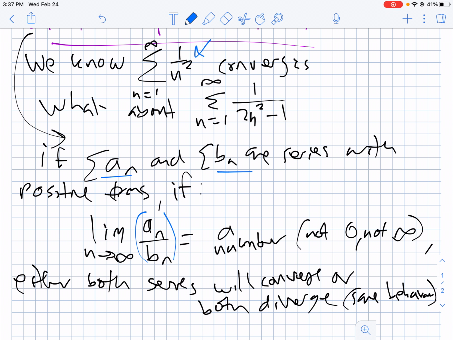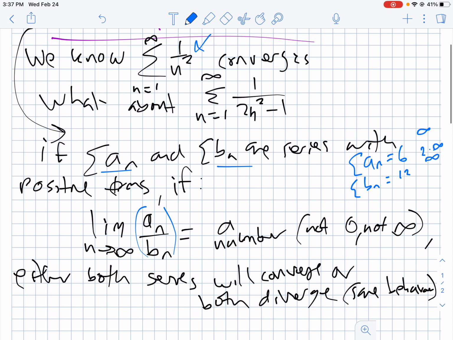Okay, so let's talk about why this works. Basically, say you get a number like 2. What that's saying is that one series is just 2 times the other. Meaning if one series converges, say it adds up to, I don't know, 6, then if the series of b sub n is twice as big, it's going to go to 12. Or if the limit's 1/3, if one series is 6, the other series is 2. If one of them is infinity, if you multiply infinity by a number, you're still getting infinity. So they're both going to diverge in that case. So that's the logic behind why this happens.